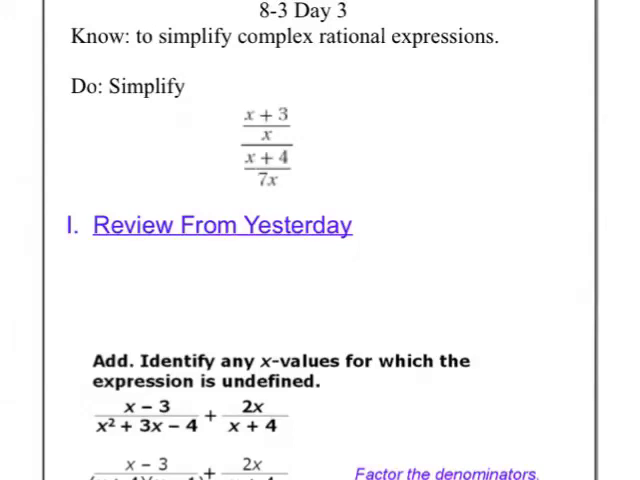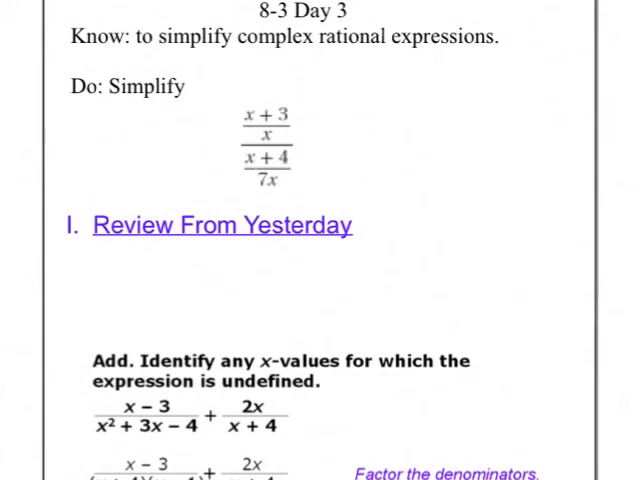Today we are going to simplify complex rational expressions. Now you may ask yourself, what is a complex fraction? Well, a complex fraction is when there is a fraction in the numerator, one in the denominator, or one in both the numerator and the denominator.